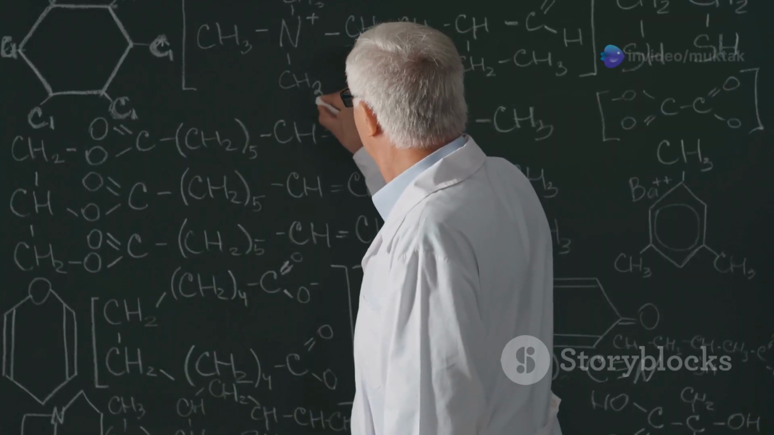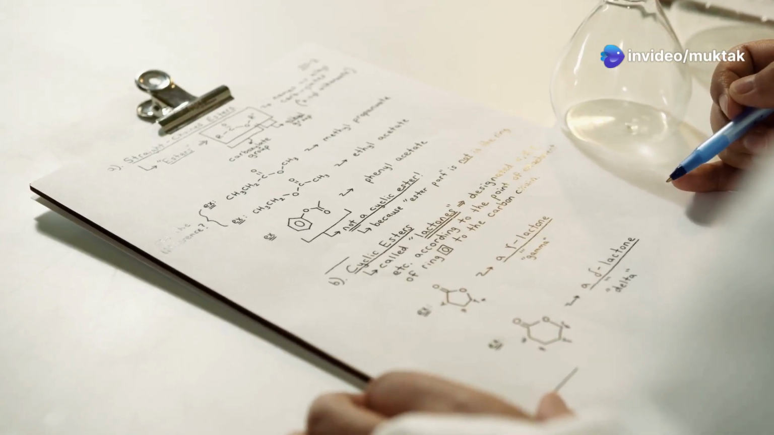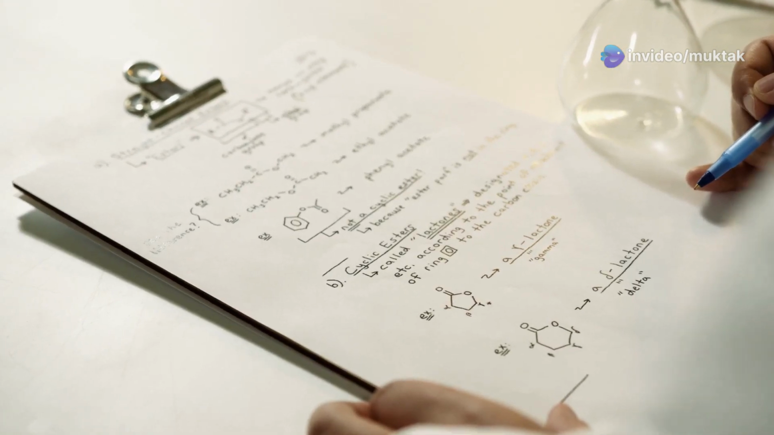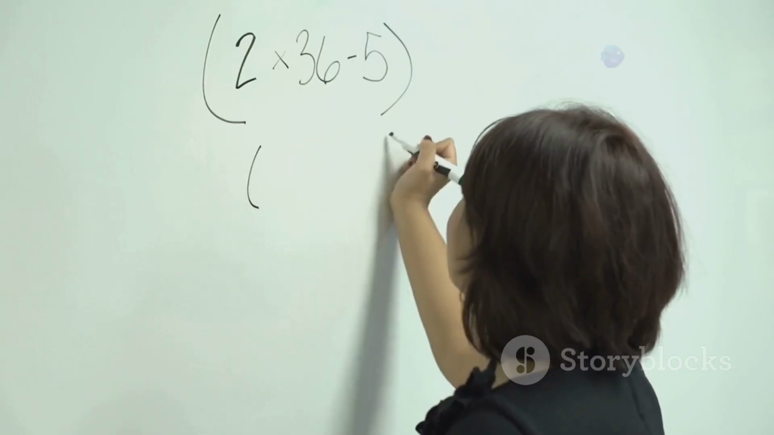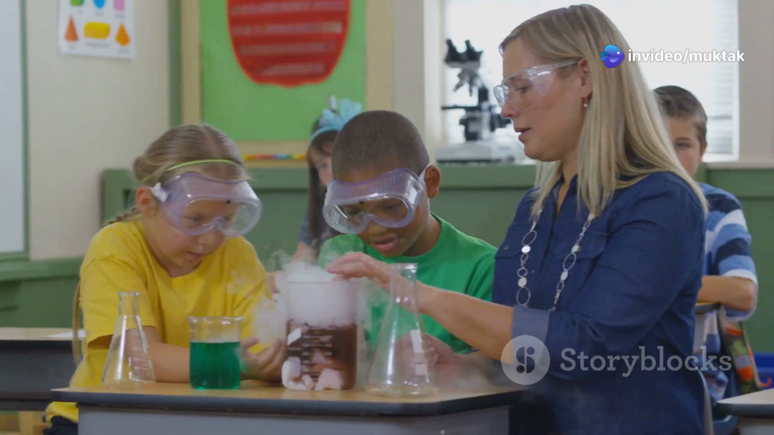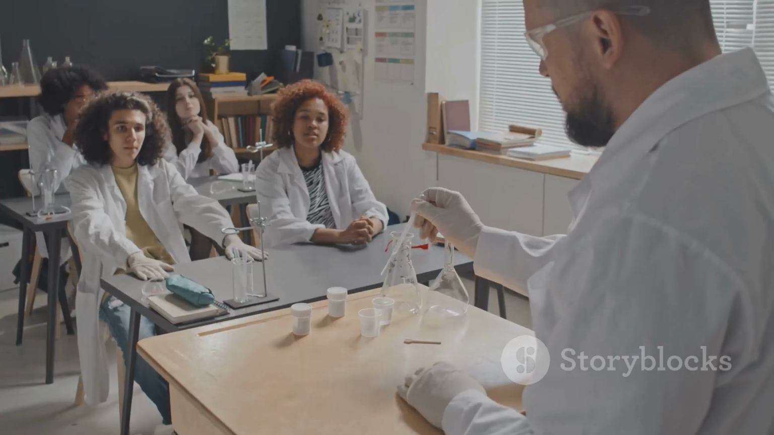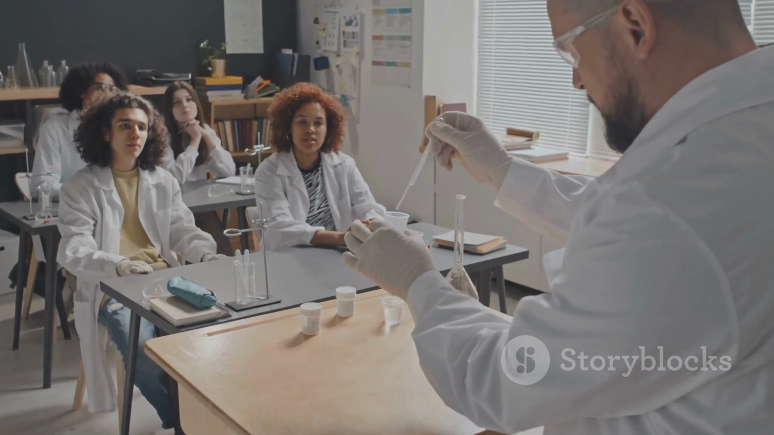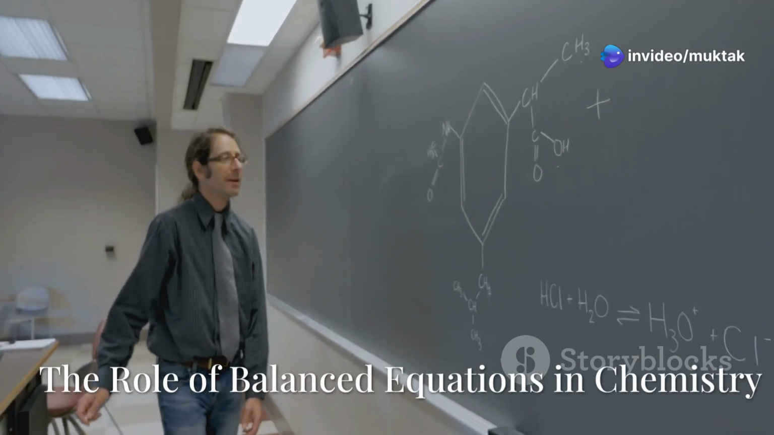To balance, adjust the coefficients. Place a 2 in front of H2O to balance the oxygen atoms. H2 plus O2 equals 2H2O. Now recount the atoms. There are 2 hydrogen atoms on the left and 4 on the right. Adjust by placing a 2 in front of H2. 2H2 plus O2 equals 2H2O. Check your work. 4 hydrogen atoms and 2 oxygen atoms appear on both sides. The equation is now balanced. This method ensures the law of conservation of mass is followed. Practice with different reactions to master balancing equations.